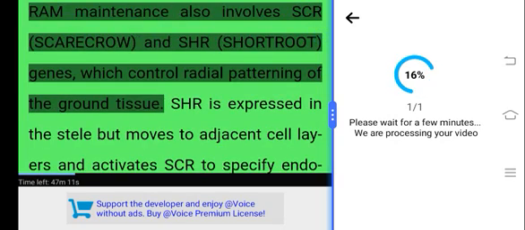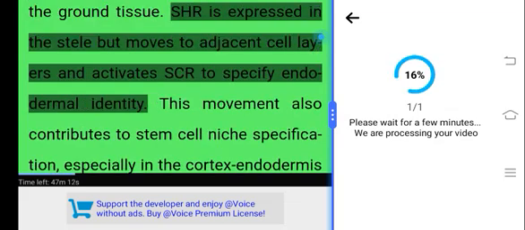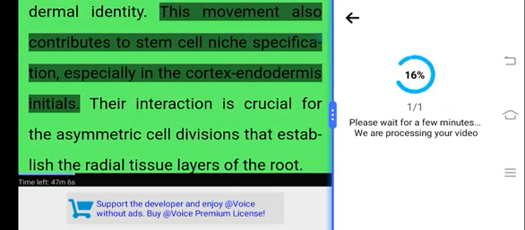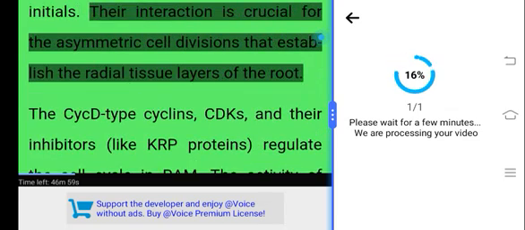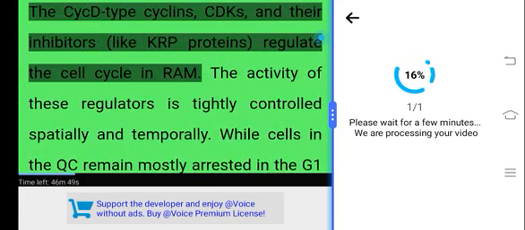RAM maintenance also involves SCR (SCARECROW) and SHR (SHORTROOT) genes, which control radial patterning of the ground tissue. SHR is expressed in the stele but moves to adjacent cell layers and activates SCR to specify endodermal identity. This movement also contributes to stem cell niche specification, especially in the cortex and endodermis initials. Their interaction is crucial for the asymmetric cell divisions that establish the radial tissue layers of the root.